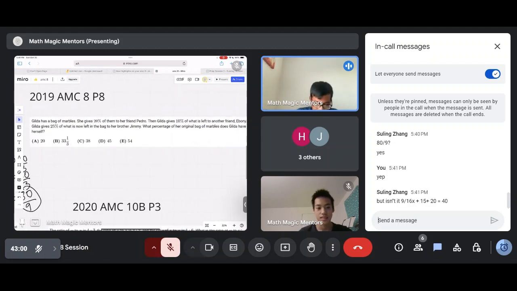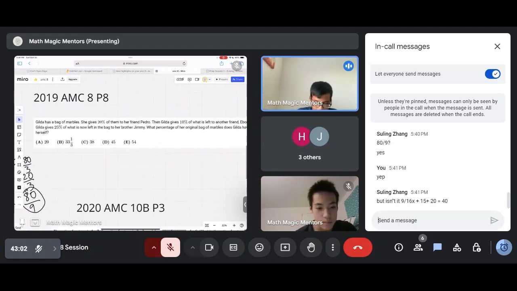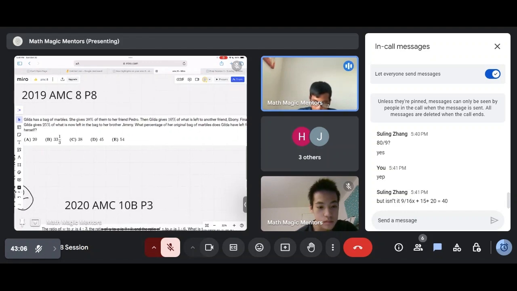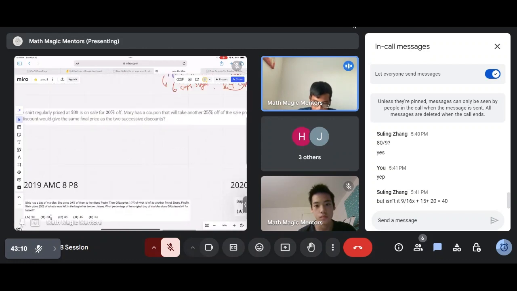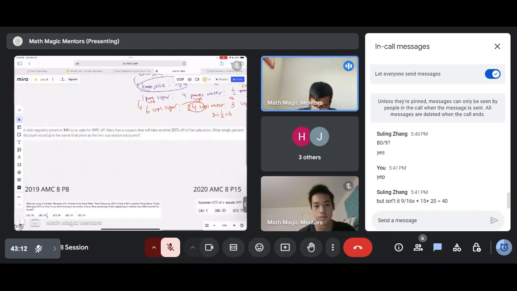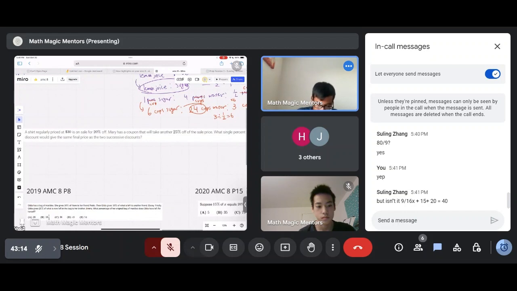So we'll move on to this AMC 8 problem. This is a bit on the harder side. So actually, let's do this one first. The problem says that a shirt regularly priced at $30 is on sale for 20% off. And Mary has a coupon that'll take another 25% of the sale price.